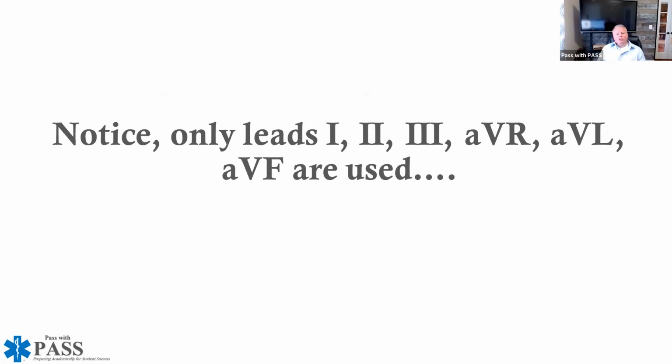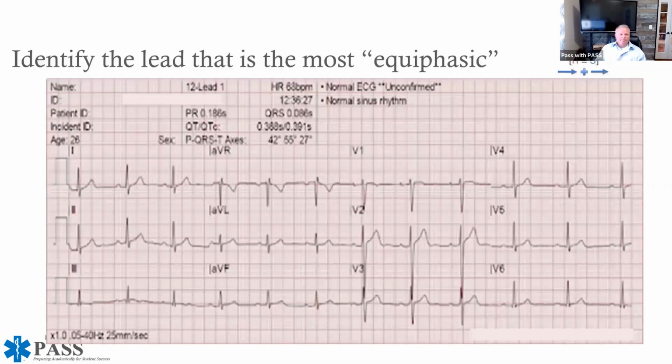So when we're looking at this, this is an important part. You are only going to be looking at leads 1, 2, and 3, AVR, AVL, and AVF. So when we're looking at axis deviation, do not look at anything in any of your V leads, V1 all the way through V6. We are eliminating those as far as axis is concerned. So only the first six leads on the left side of your printout are we going to be looking at. All right. So first thing we need to do is identify the lead that is the most equiphasic.